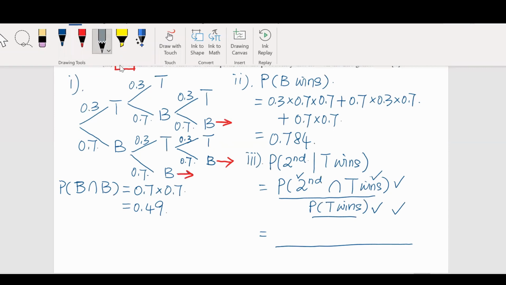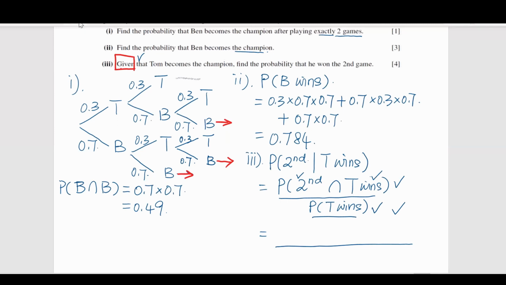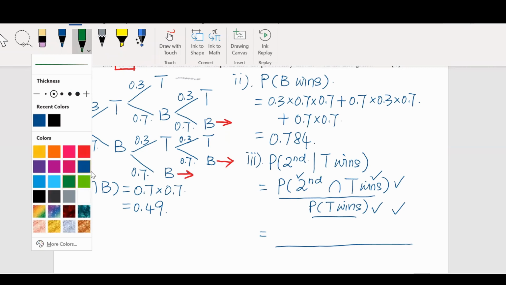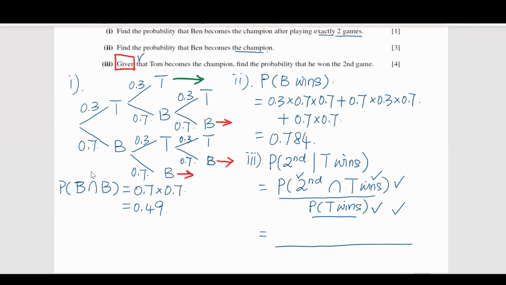Maybe I'll use a different color. Okay, the gray here, Tom wins. This color is not nice, so I choose a different color, green. So if Tom wins 2 games consecutively, then Tom becomes the champion, right? Or else this: Tom wins the first and the third games, Tom becomes the champion. Or this: Tom wins the second and the third games, Tom is the champion. So these are the 3 outcomes where Tom wins and becomes the champion.